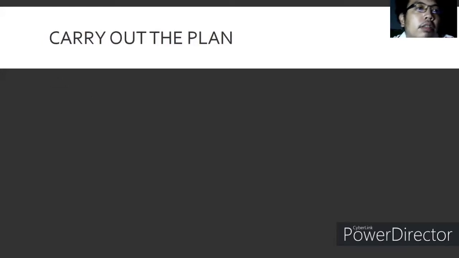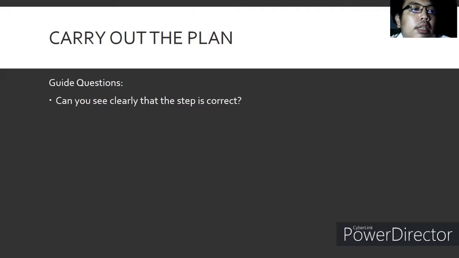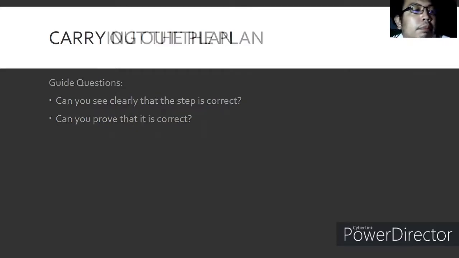Okay, next one is carrying out the plan. This is where you are going to solve your problem, or show your solutions. What are the things we need to ask in carrying out the plan? Can you see clearly that the step is correct? Are you doing it right? Can you prove that it is correct? You have to see to it that you are doing it correctly, especially the steps and processes that you are going to undertake while solving the problem.